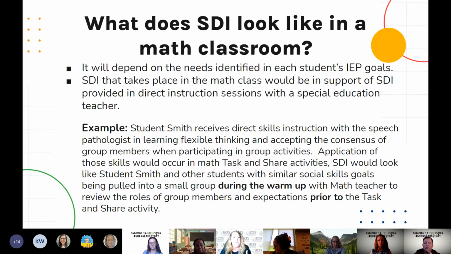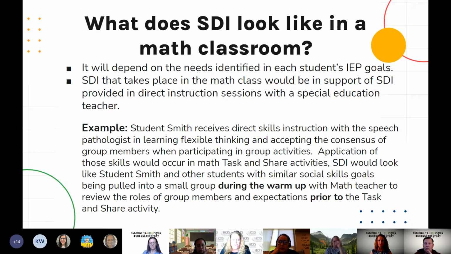But remember, it may not always just be math. If you look at this example, it talks about a student who has direct instruction with the speech pathologist. So what is your responsibility in the math class to provide specially designed instruction that is related to speech? Well, you're obviously not going to teach the student language skills, because that's what their speech path does.